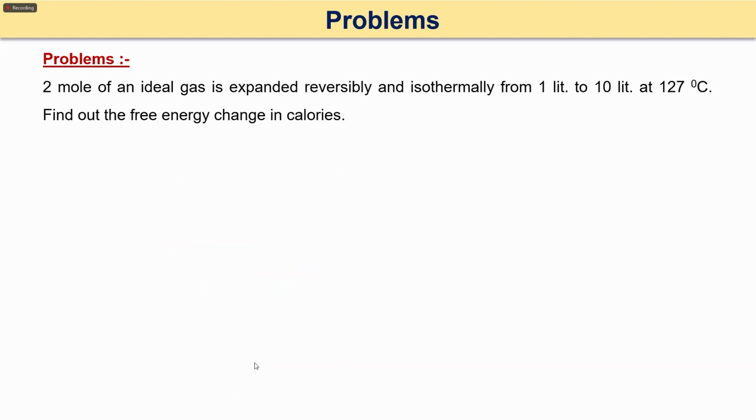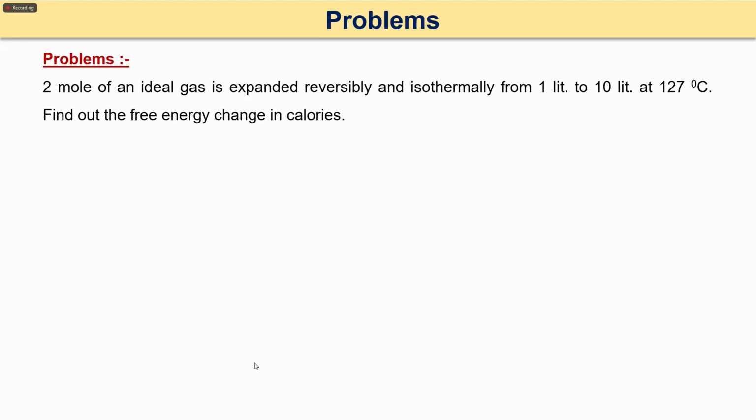Now let us solve the next question, which is: 2 moles of an ideal gas is expanded reversibly and isothermally from 1 liter to 10 liters. Find out the free energy change in calories. So we have to calculate the delta G in calories over here.